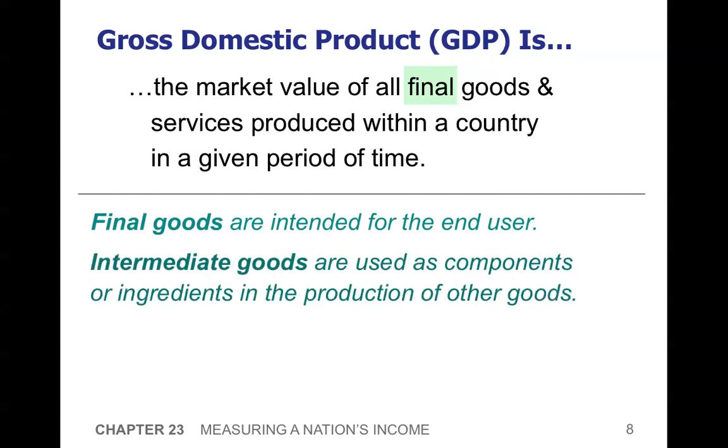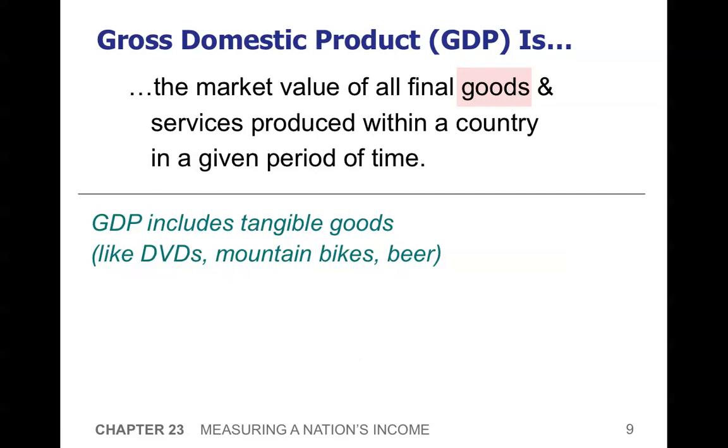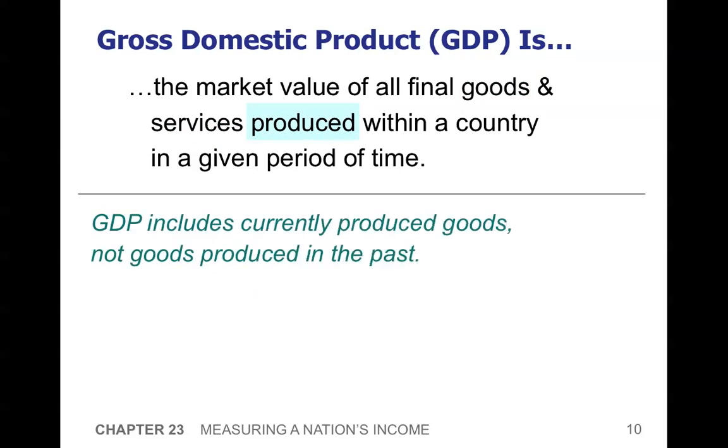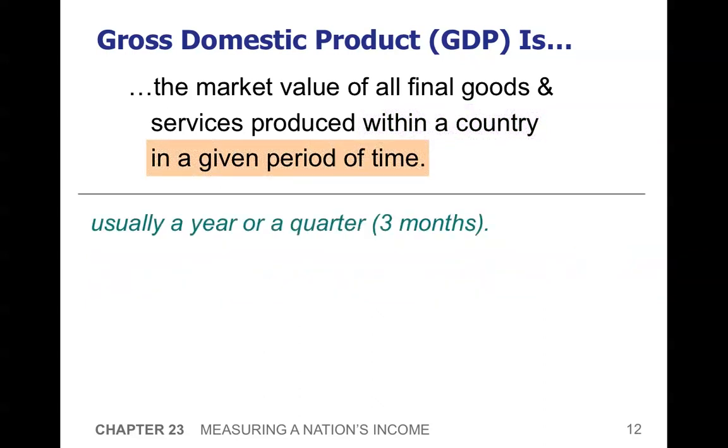Final goods are at the retail level. Intermediate goods, we do not look at the ingredients in the final good, we look only at the final good itself. Goods and services, we look at tangible goods and intangible services. We look at currently produced goods, not goods in the past. So GDP is looked at per quarter and or per year, within the borders of a country. And finally, within a given period of time, use a year or quarter, every 3 months.